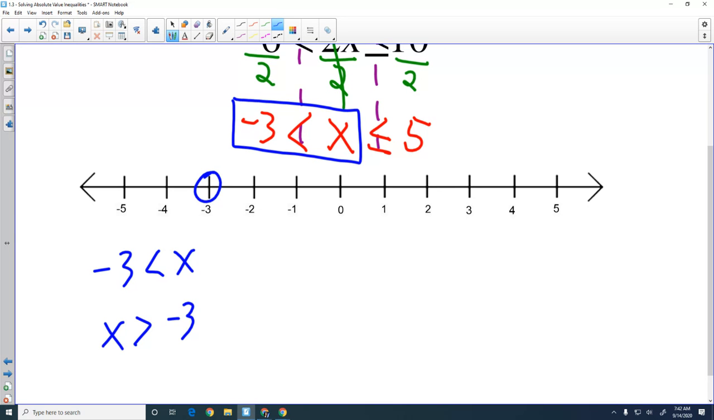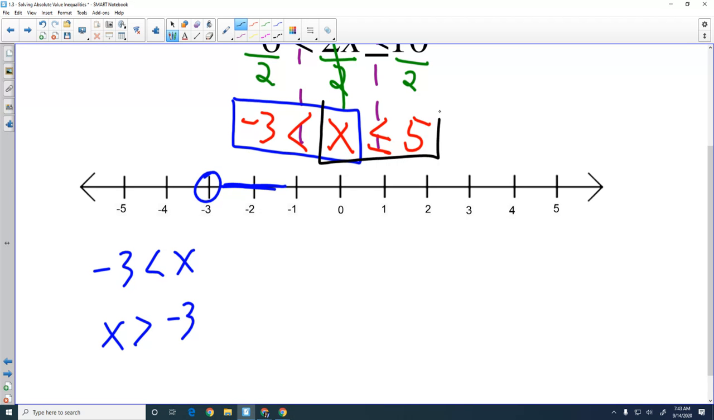And if x represents all the numbers bigger than negative 3, that means I have to show my arrow or my shading pointing to the right. I'm not going to go all the way because I need to figure out what about this second part of this inequality. What's that going to be? Yeah, that's nice and easy, right?